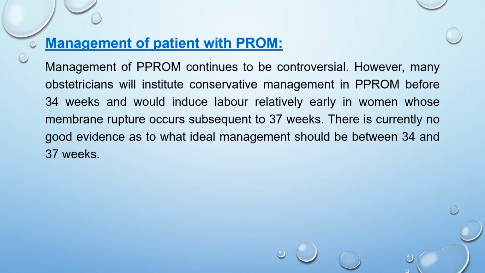Now, what is the management of a patient with a premature rupture of membrane? Of course, the management continues to be controversial. However, many obstetricians will institute conservative management in preterm premature rupture of membrane before 34 weeks and would induce labor relatively early in women whose membrane rupture occurs subsequent to 37 weeks of gestation. There is currently no good evidence as to what the ideal management should be between 34 and 37.